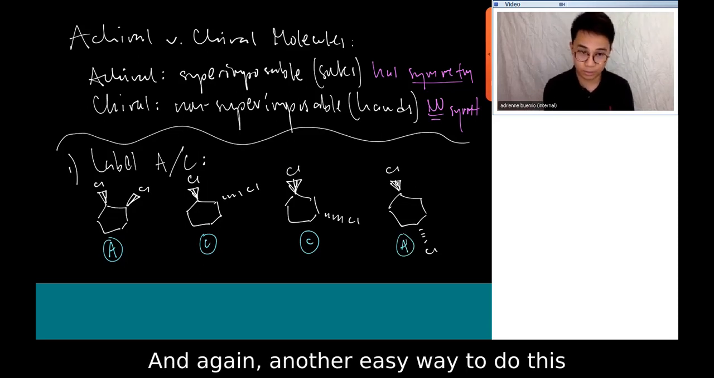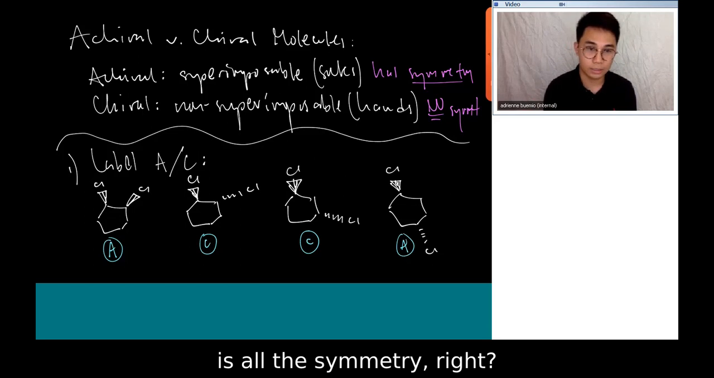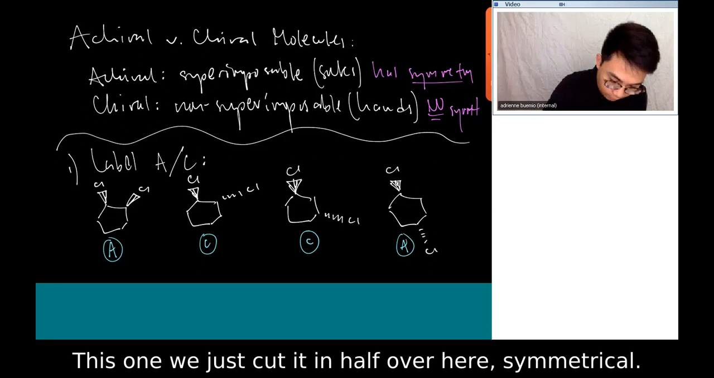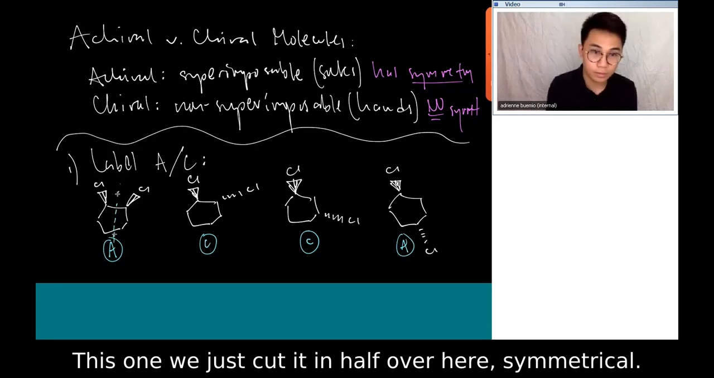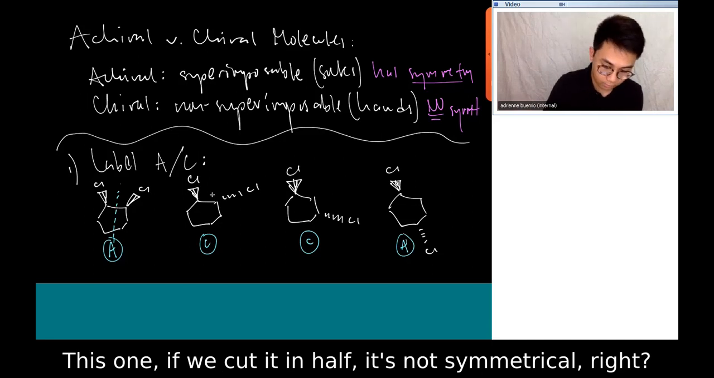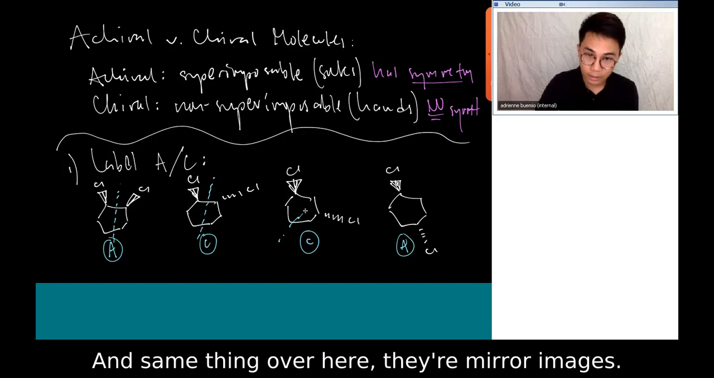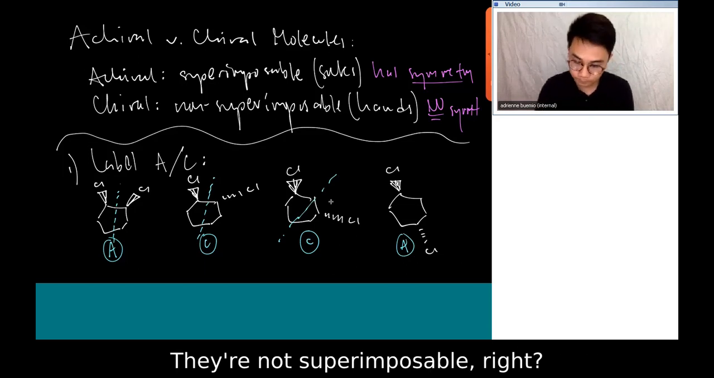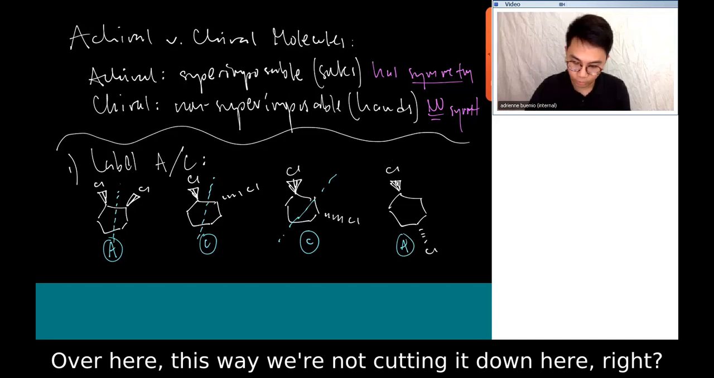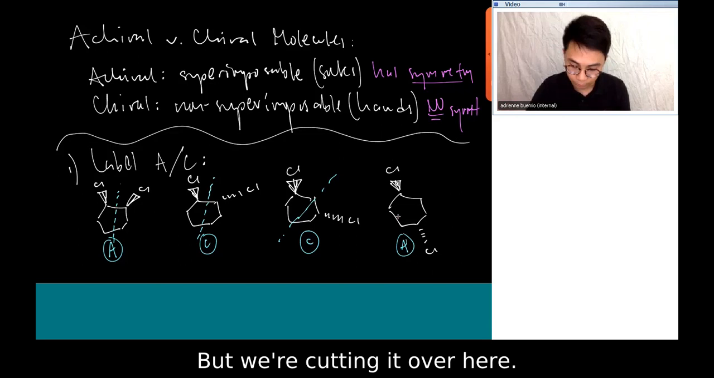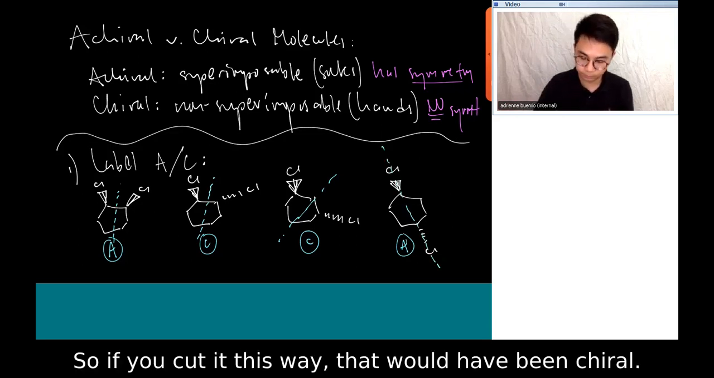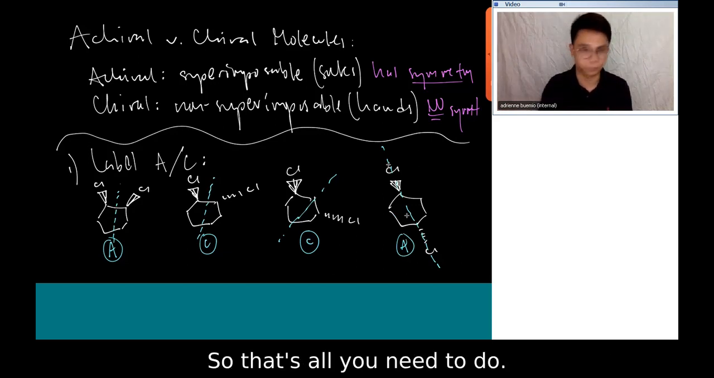And again, another easy way to do this is all the symmetry, right? This one, we just cut it in half over here, symmetrical. This one, if we cut it in half, it's not symmetrical, right? Because these two are mirror images. And same thing over here, they're mirror images, they're not superimposable, right? Over here, we're not cutting it down here, because then that would be chiral, but we're cutting it over here. If you cut it this way, that would have been chiral, but we could also cut it this way, right? So that's all you need to do.